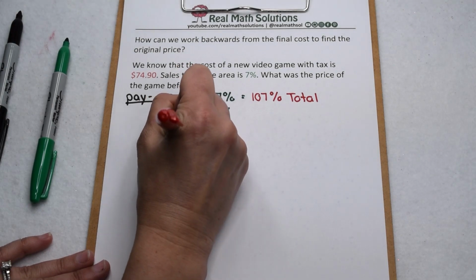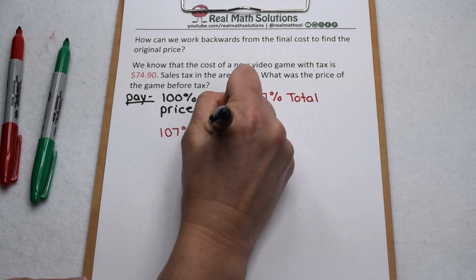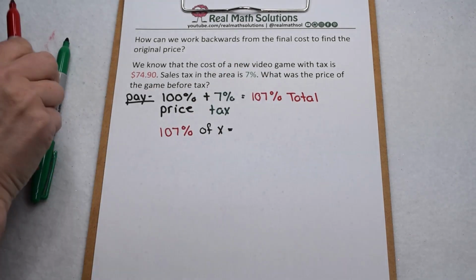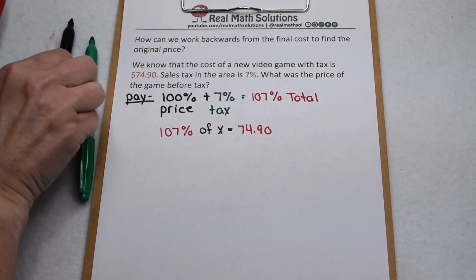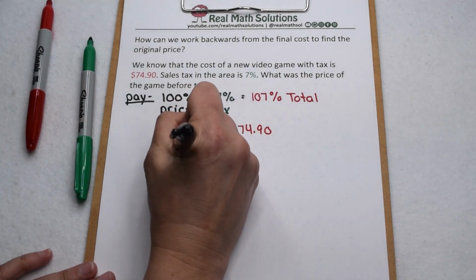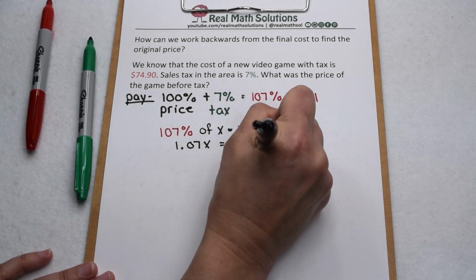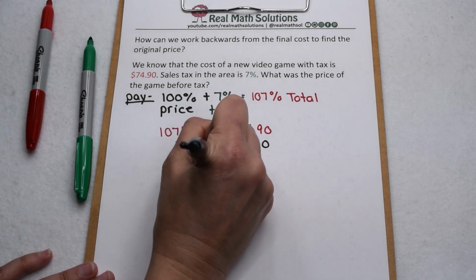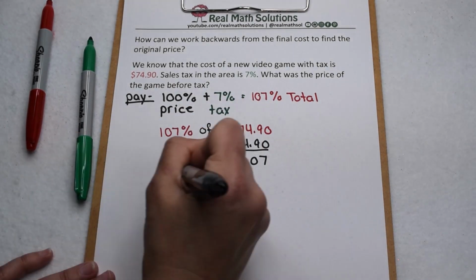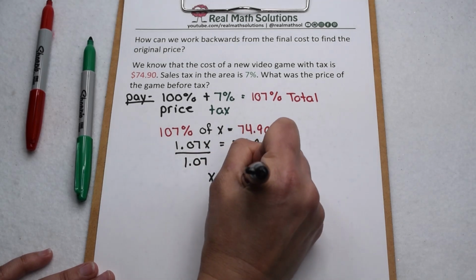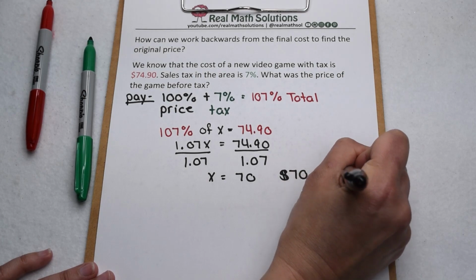Well, that means somewhere along the way, we found 107% of whatever the original price is to give us $74.90. So now we can take that to an equation. 1.07 is our decimal, times x gave us $74.90. So to find out what x is worth, we can undo our multiplication with division, divide both sides by 1.07. When I do, x comes out to be a nice, neat 70. So that means our original price was actually $70.